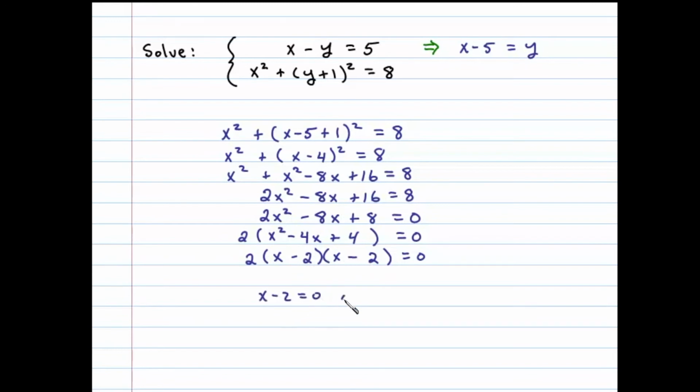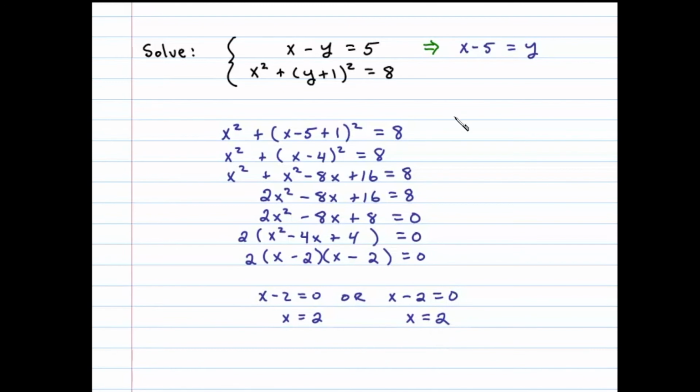Okay, and then setting each factor equal to 0, we can see, well, each variable factor equal to 0. You could see we get x equals 2 as a solution occurring twice. So really there's only one solution to this.